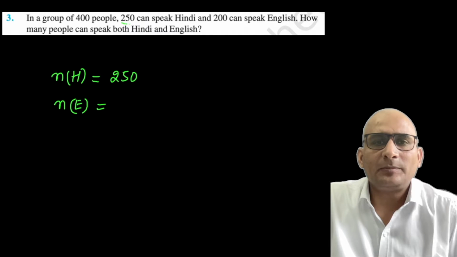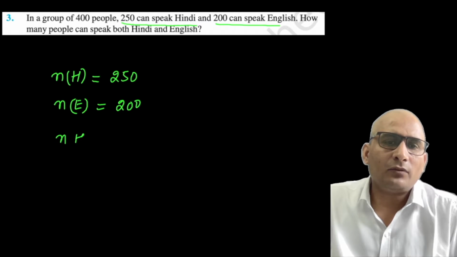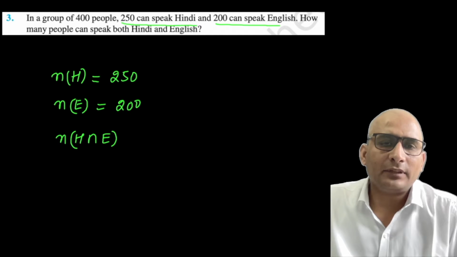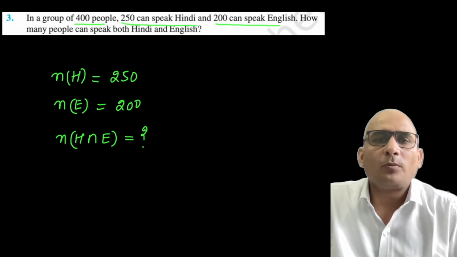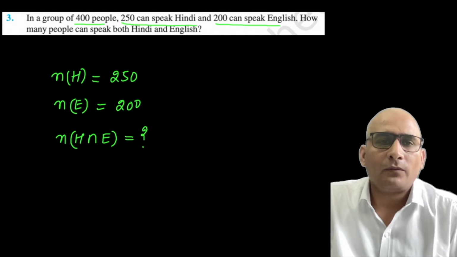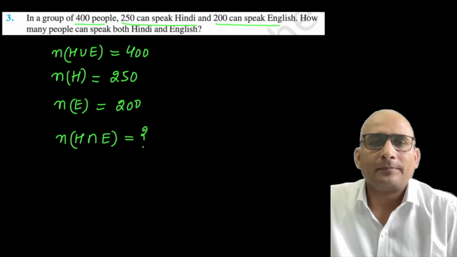Look at this. 250 people speak Hindi. 200 people speak English. How many people can speak both? So what do we need to find? Hindi and English, the intersection, we need to find this thing. And what is given is 400, in a group of 400 people. It is a group of 400 people. So the union of H and E, those who speak Hindi and English taken together, is given here as 400, right?